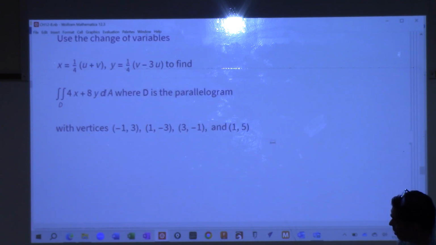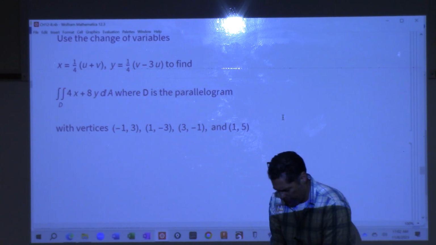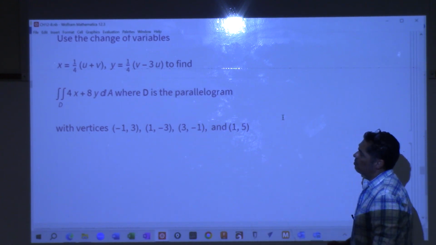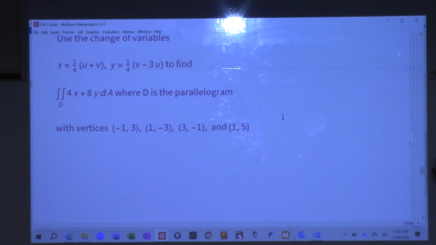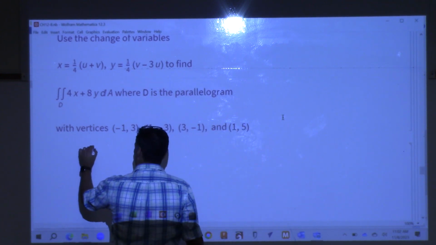All right. So we've got our change of variable there. And we're trying to do this double integral over D of 4x plus 8y dA, where D is this parallelogram. So I'm going to start by drawing this region first. Right? I'm going to draw the region we're supposed to be integrating over.